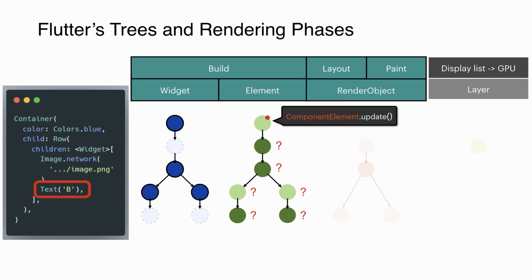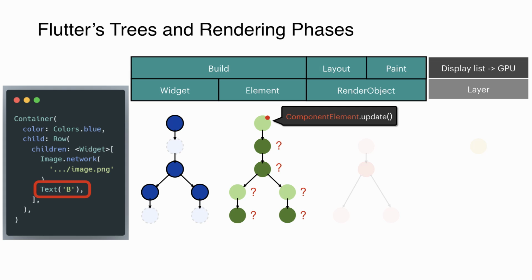And for a component element, this happens in the update method, and this just changes the widget used to configure this particular element. So the framework calls this when the parent wishes to use a different widget to configure this element. However, an important point to note here is that the new widget has to guarantee to have the same runtime type as the old widget. And this is where a large part of the performance comes in, because that is the first thing that Flutter does. It checks to see if the old type of the widget is still the same as the new type.